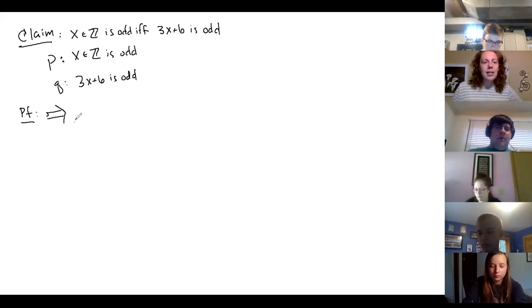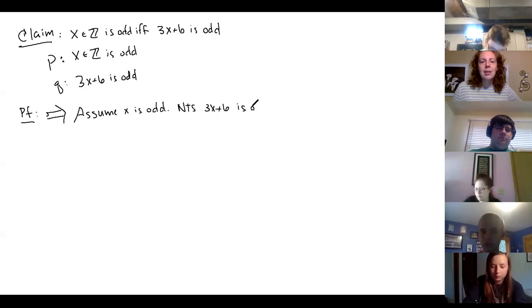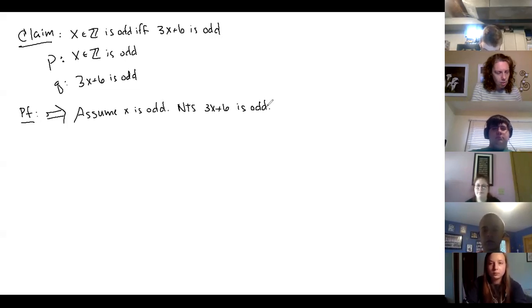So in this case, we get to assume that x is odd, and I need to show that 3x plus 6 is odd. We clear on that? Making sense? If I assume x is odd, then I need to show that 3x plus 6 is odd. Everybody good? Okay, cool. All right, so then what's my next step?